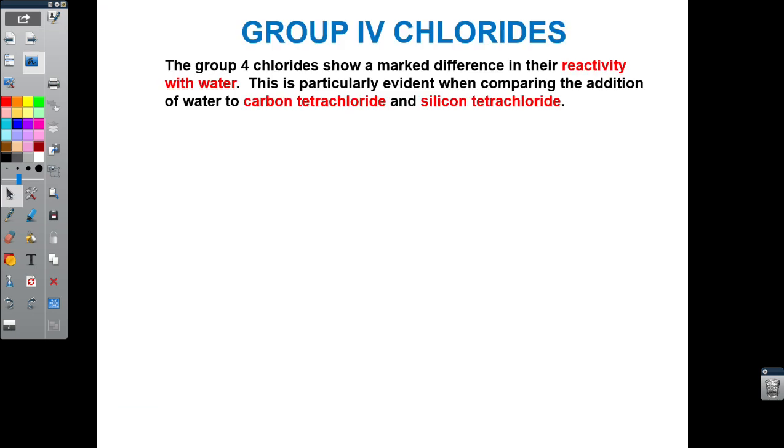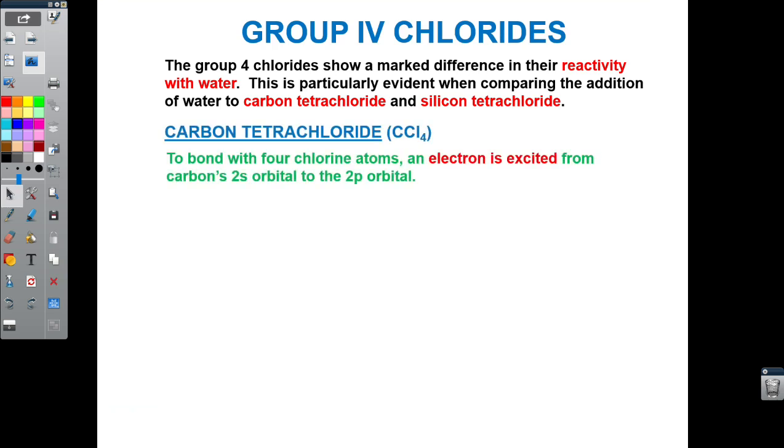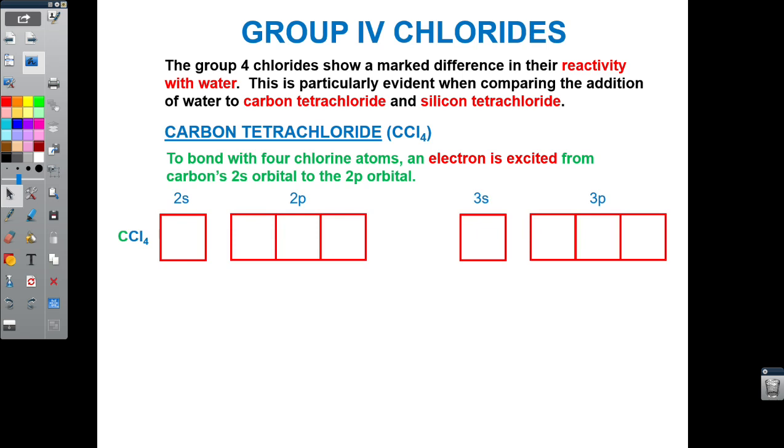If we start looking at carbon tetrachloride, CCl4, look at the orbitals for carbon. I've ignored the 1s orbital here because that's an inner shell and doesn't engage in any bonding. Carbon, element number 6, is going to have 2 electrons in the 2s and 2 electrons in the 2p. Just as we've seen several times already in this series of videos, in order to form 4 covalent bonds, carbon has to excite an electron from the 2s to the 2p. So there she goes. Now it's in a position where it can form 4 covalent bonds.